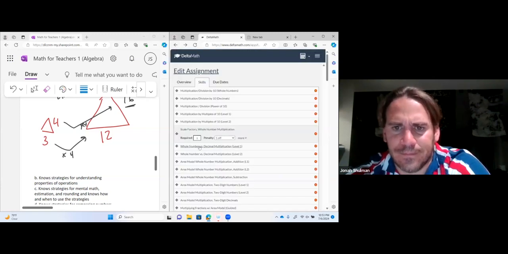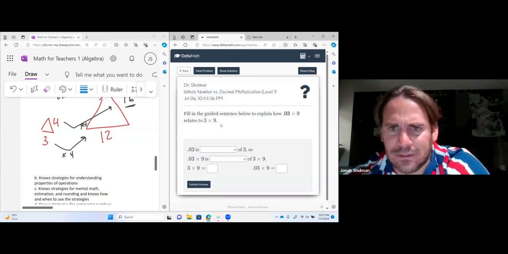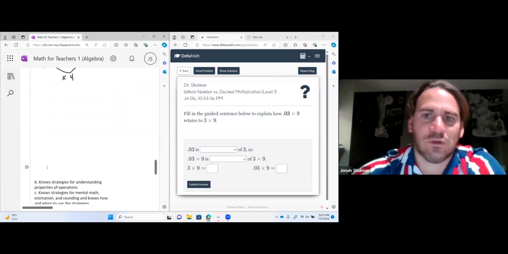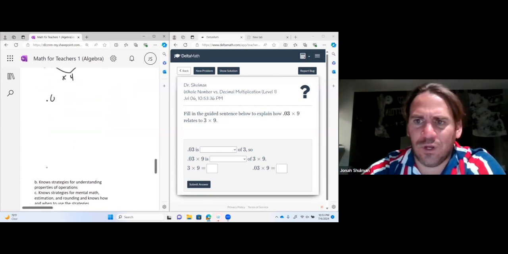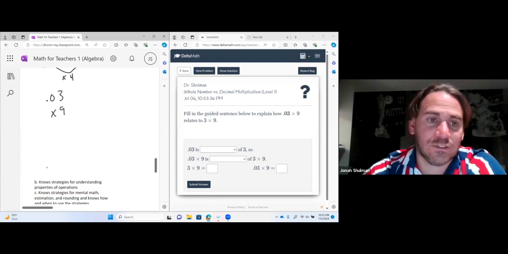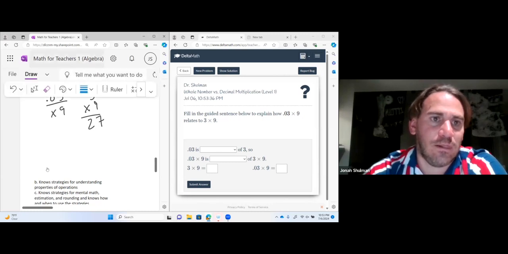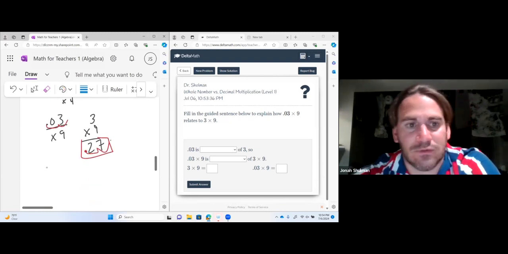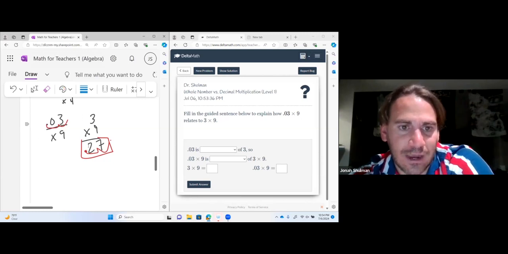Cool. All right. Fill in the guided sentence below. All right, so this is how I teach how to multiply decimals. We might as well know this. So if I have 0.03 times 9, the first thing I do is pretend this doesn't exist. I just do 3 times 9, which is 27, and then I count. And then I put in the decimals. So all I have to do is count 1, 2 places. So the answer is 0.27. Take away the decimal, count, and then put it in.